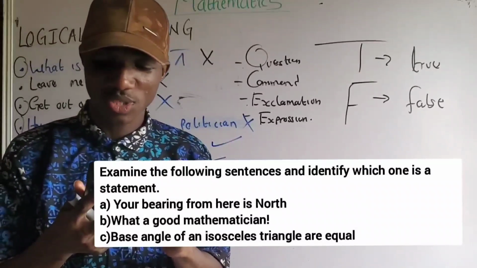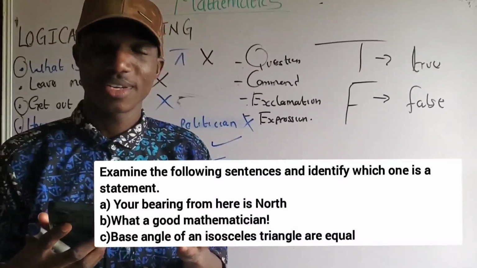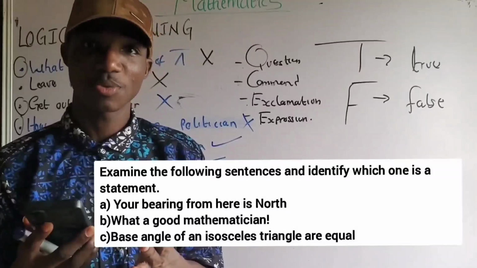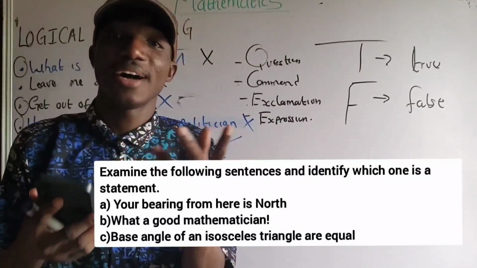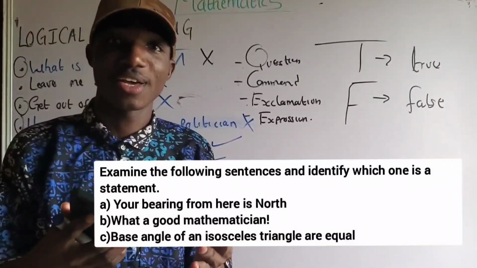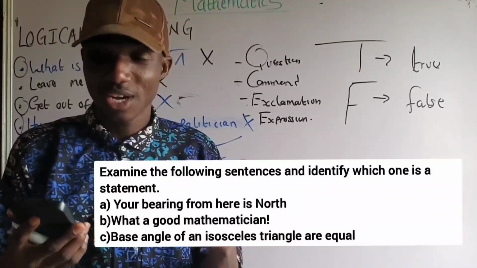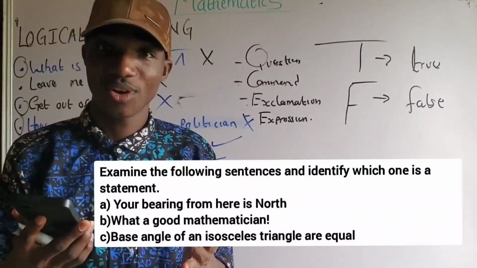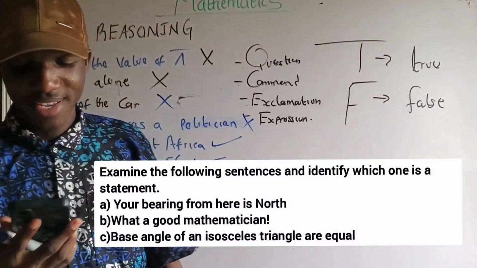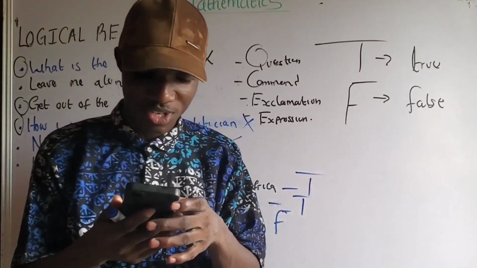Base angles of an isosceles triangle are equal. That is a statement. The reason is because it affirms as to whether something is true or not. Is it true? Yes, because actually the base angles of an isosceles triangle are equal. I get what I'm trying to say. Okay, now let's look at some other questions here.